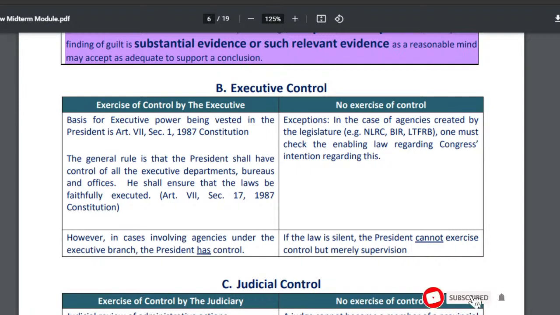However, in the case of agencies created by Congress, for example NLRC, BIR, LTFRB, the person who is trying to attack this particular office or even the president must check the enabling law, the law that was created by Congress, regarding Congress's intention as to the control that should be exercised by the president. If the law is silent as to the exercise of control by the president, then the president can only supervise that particular office. But in cases where agencies are under the executive branch, the president, of course, generally has control.